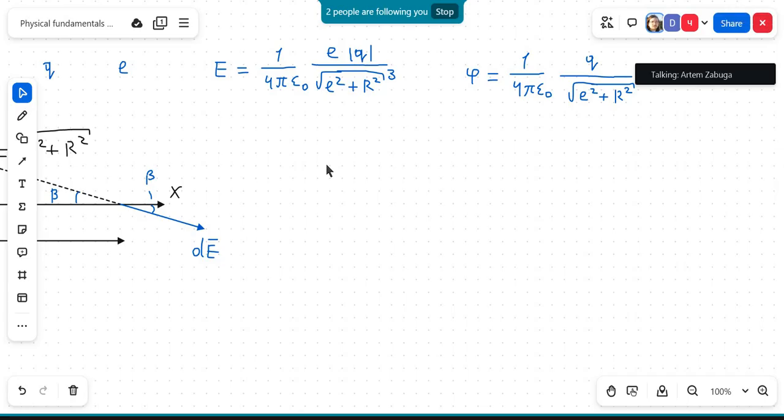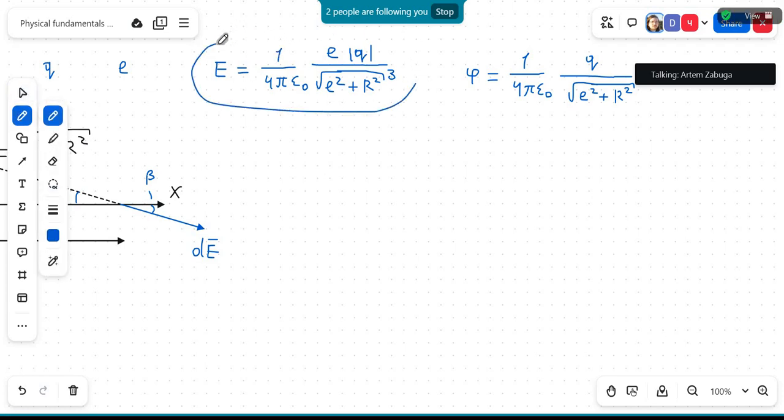In this exercise, it is also necessary to define the maximal value of the electric field intensity and the corresponding distance Lm. So it is also necessary to find the maximal value of this. How can we do this? How can we find this maximal value?